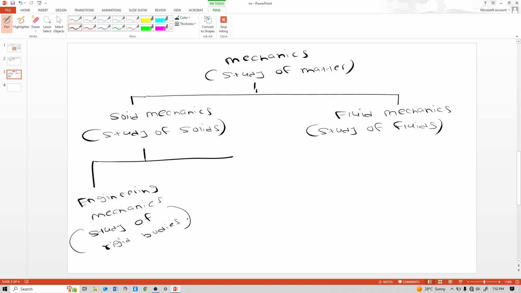So what is the study of a rigid body? If this is some body and these are particles of this body, and I apply force here and here, this particle will not change its position. That is a rigid body, it will not deform. So that is the study. There is no body that is truly rigid, but we will consider it so for our ease. So that is it.